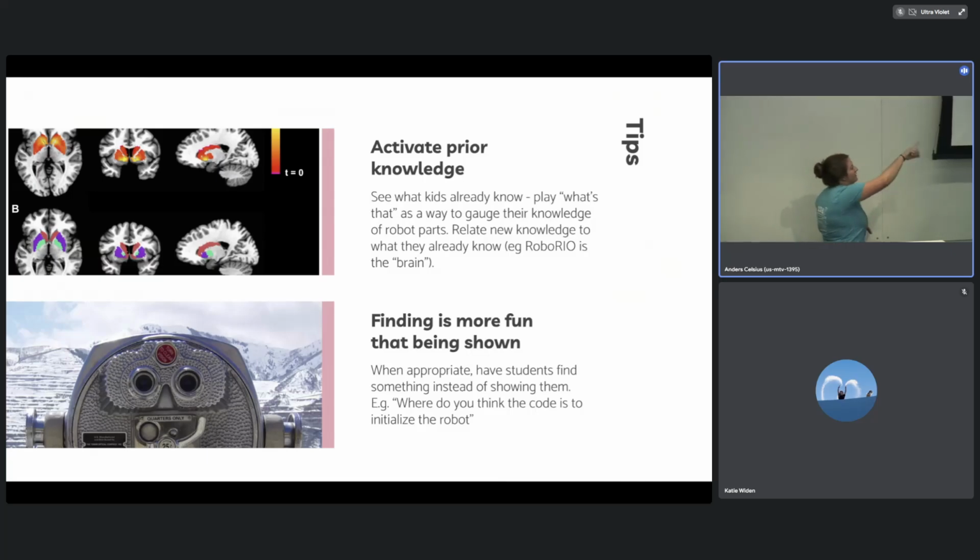The other thing with activating prior knowledge, especially when you have kids who are brand new to robotics, I try to relate everything to something they're already familiar with. So RoboRio, that's a brain. Motors, that's kind of like muscle. Electronics, those are like our circuit. What are the circuits inside humans called? Nerves, thank you.